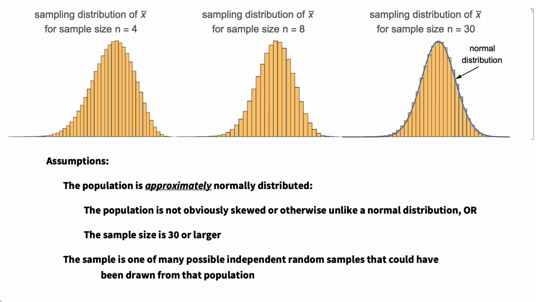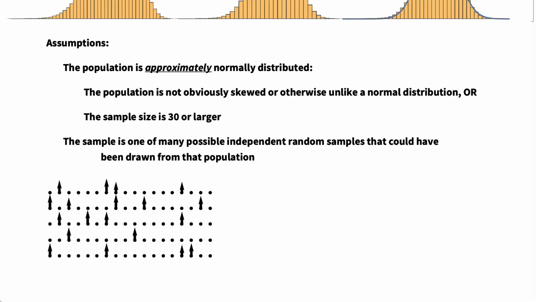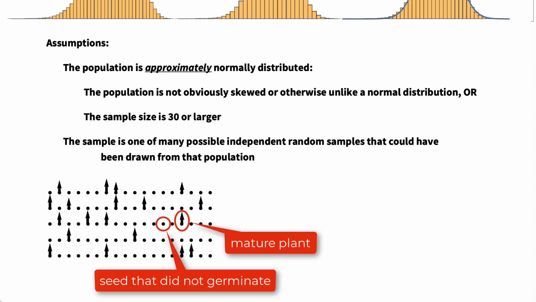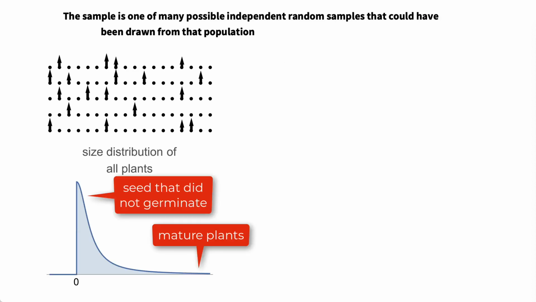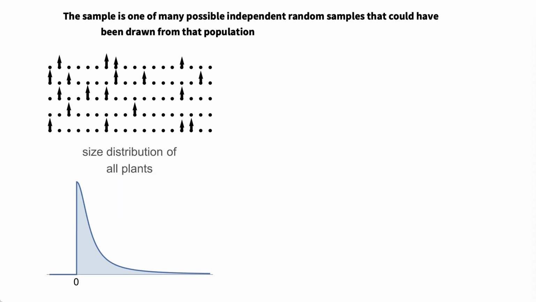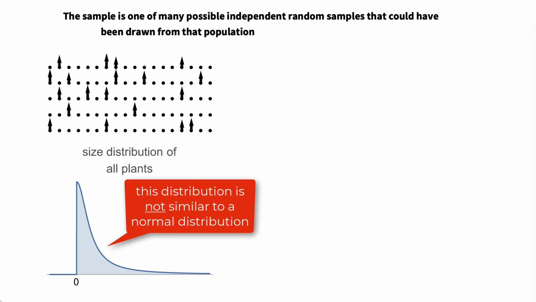Even when the shape of the population distribution is unknown, it's usually possible to get some idea of that shape by considering the origin of the data. As an example of how that can be done, consider planting seeds in a garden where conditions are such that only some small fraction of the seeds germinate and grow to become mature plants. It's reasonable to expect that the distribution of plant sizes, including the seeds that did not germinate, probably looks something like this. So even without knowing the exact shape of the population distribution, it would be appropriate in this example to collect a larger sample, since this distribution is not similar to a normal distribution.